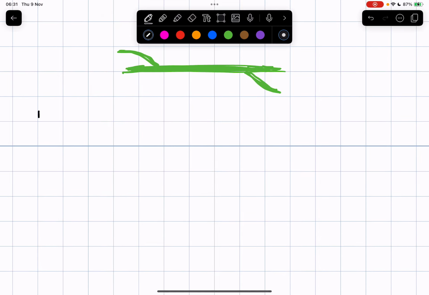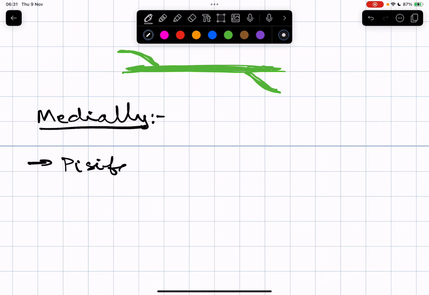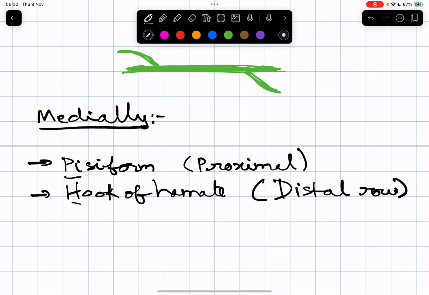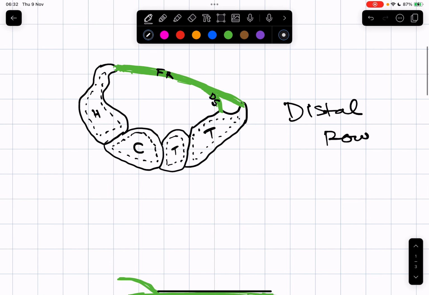Right, now if I write down the attachments, medially the flexor retinaculum would be attached to the pisiform bone and to the triquetrum. Yes, so a little bit of extension into the triquetral bone, but mainly medially it would be attached to the pisiform bone. Okay, and that is from the proximal row, and on the distal row it would be attached to the hook of the hamate bone. So this is the distal row. Okay, so the medial pillars of the carpal tunnel are formed by the pisiform bone and the hook of the hamate bone. So the attachment would be here, as you can see.